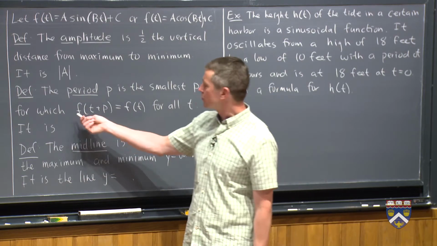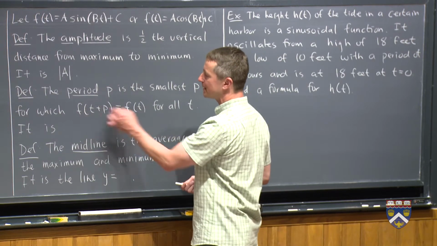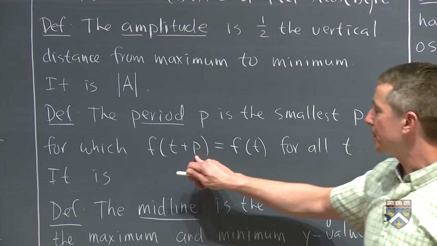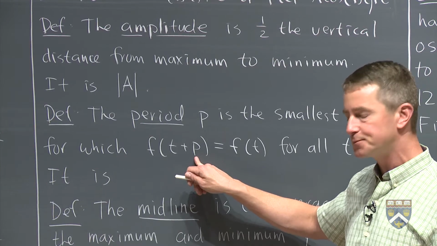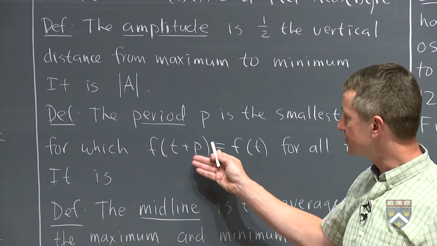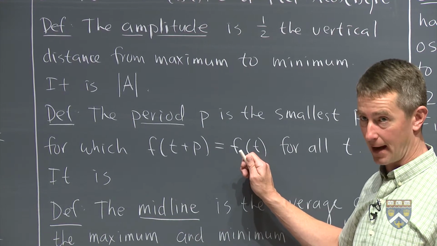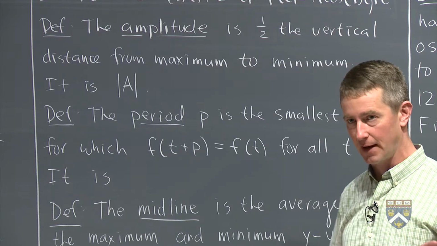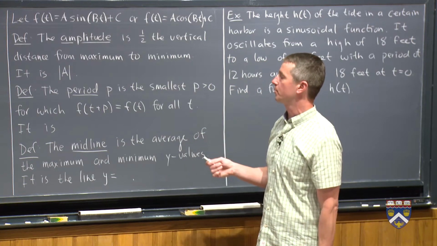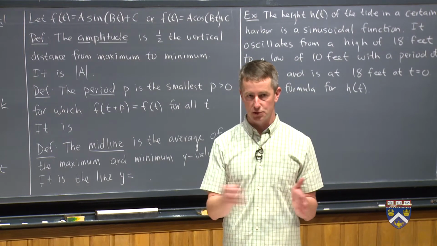And the real way to say that you repeat yourself is that you're saying that the graph of f of t plus p is the same as the graph of f of t. Because this plus p, as we learned last week, does a horizontal shift p units to the left. So it says when I do a horizontal shift by p units, I get exactly the same graph back. That's what it means to repeat yourself every p units. So the smallest value of that is what we're going to call the period. So normally sine and cosine have a period of 2 pi.